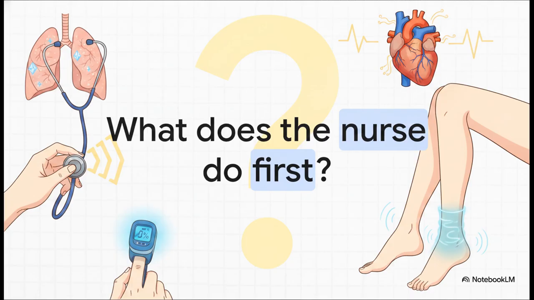You need to auscultate their lung sounds for those crackles. Check their oxygen saturation. Assess exactly how bad that peripheral edema is. You absolutely must gather and analyze the cues to determine if their airway and breathing are compromised before you even think about picking up that phone.